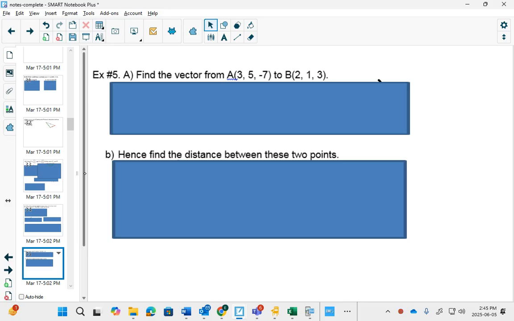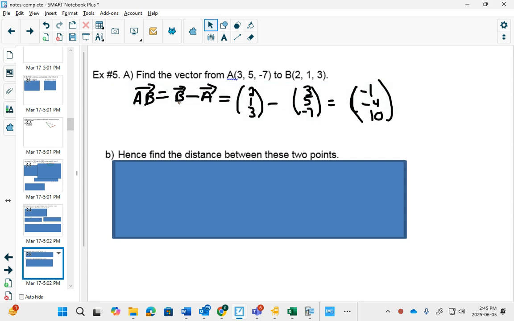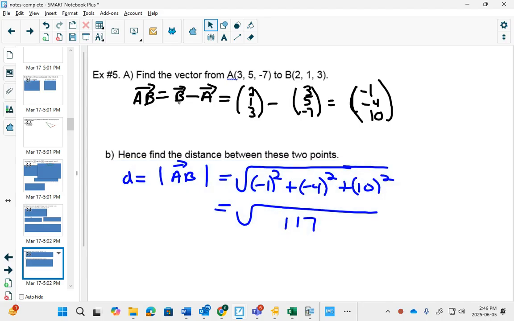So find a vector from A to B. So this is just going to be B minus A. And then once you've found that vector, its distance is super easy. Just the square root of each of the elements squared. We had this formula from the other day.